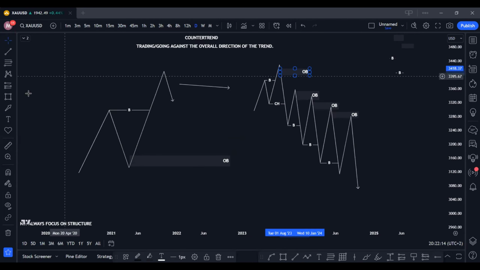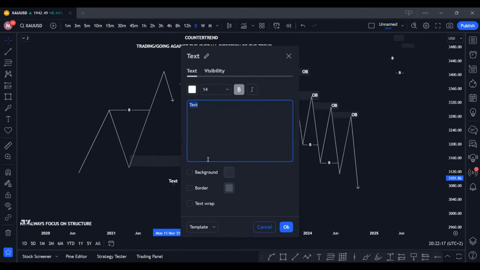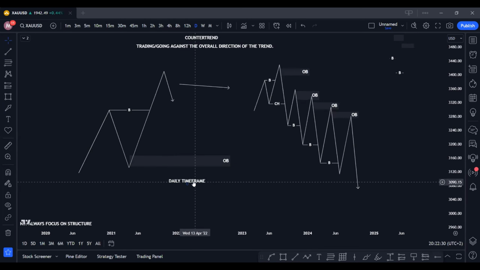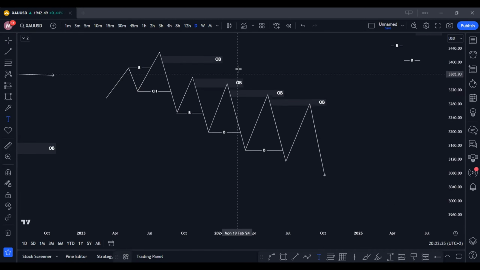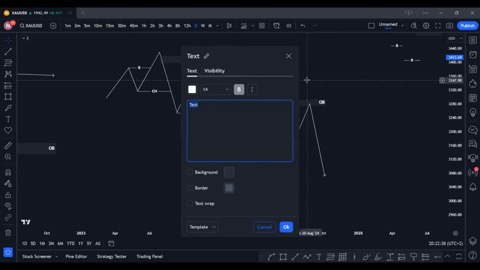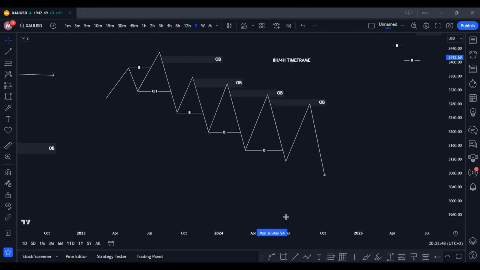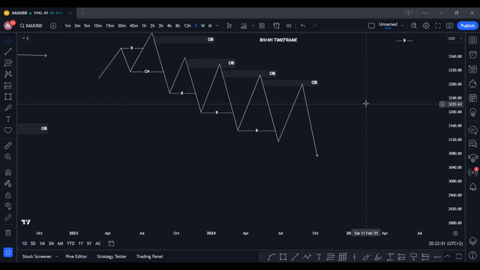this here can be your daily chart. Okay, this here can be your daily time frame. This here can be your daily time frame, and then this here can be mainly your 8 hour or 4 hour time frame.